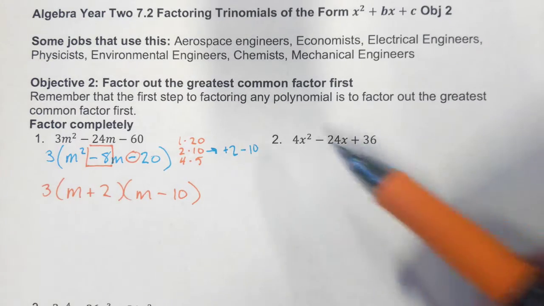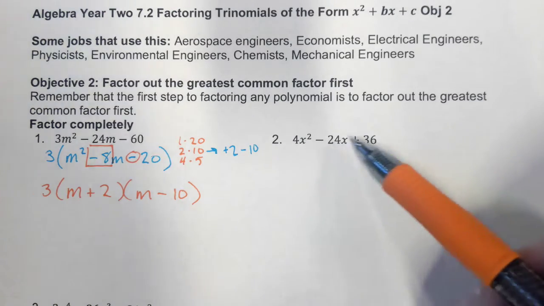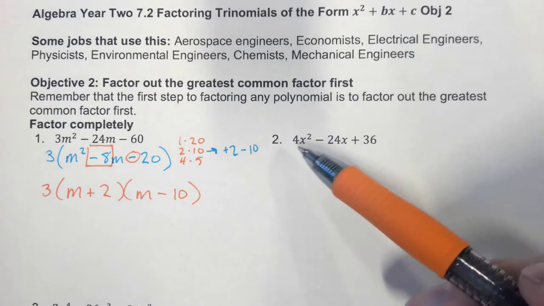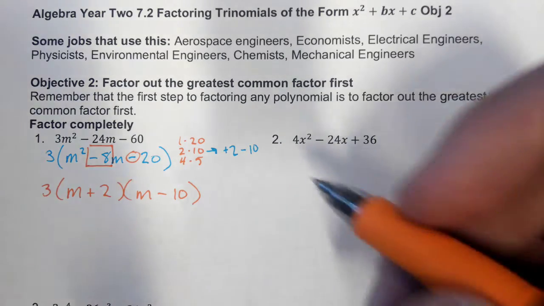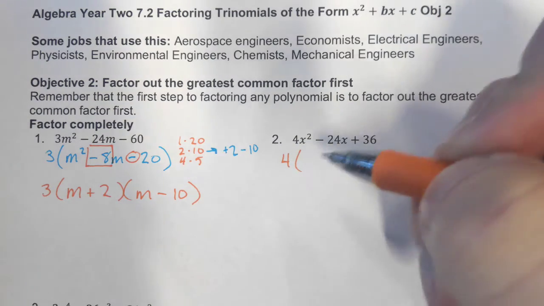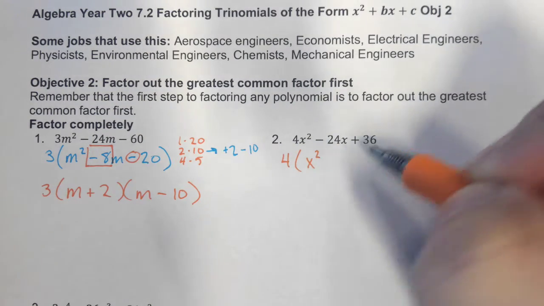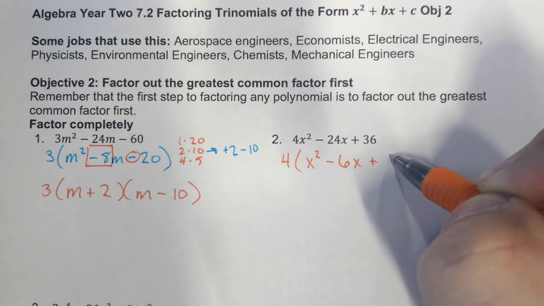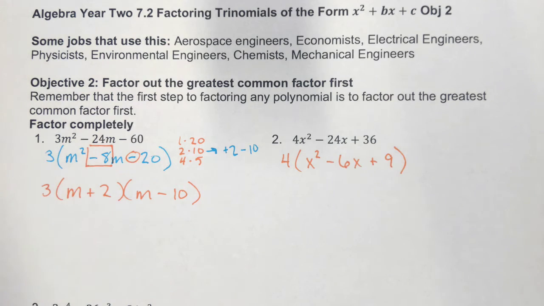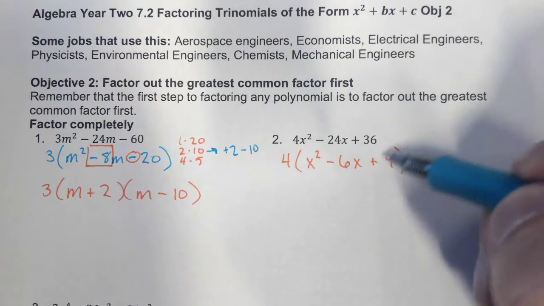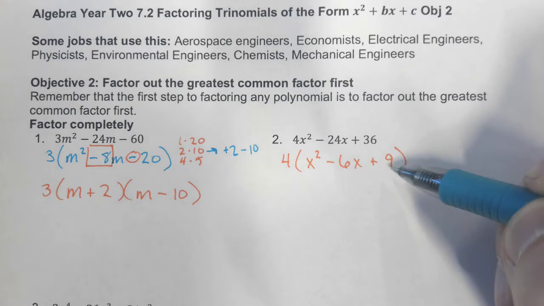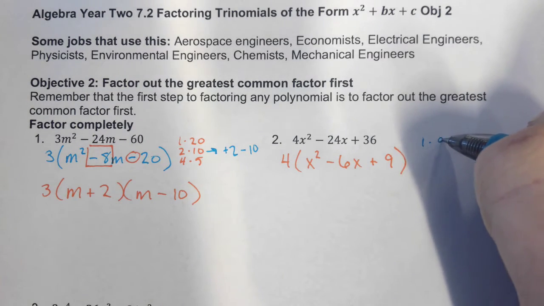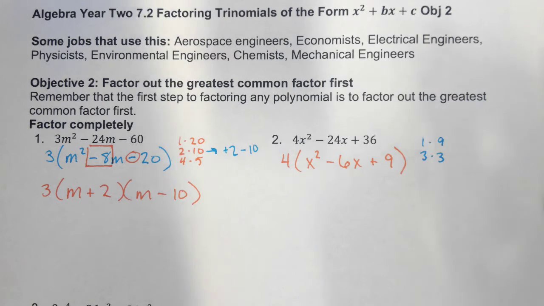Okay, so let's look at number 2 here. 4x squared minus 24x plus 36. Again, first step when factoring: is there a GCF? Well, I see that all of these are divisible by 4. So if I were to divide by 4, that would be x squared minus 6x plus 9. Once I've found the GCF, I'm going to focus on that third number of the trinomial and write those factors. They are only 1 and 9, and 3 times 3.